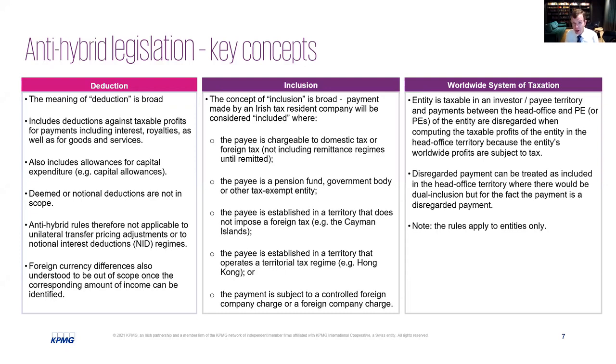Similarly, some countries only tax local source profits, and Hong Kong is a very good example of that. Territorial regime only taxes Hong Kong source income. That's a policy choice at a local level. It's not about a hybrid mismatch. Therefore, we will treat that as included.